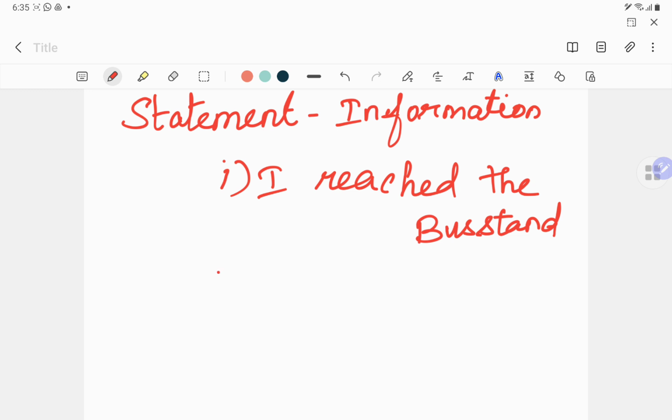Another example means I went to temple. So here also you have this example as a statement. Because I went to temple is one of the information. That information you are going to tell to another person. So that's why we call it a statement, or else we can call it an assertive sentence. If you are going to tell any information to the other person, that is called a statement. So this is about statement.